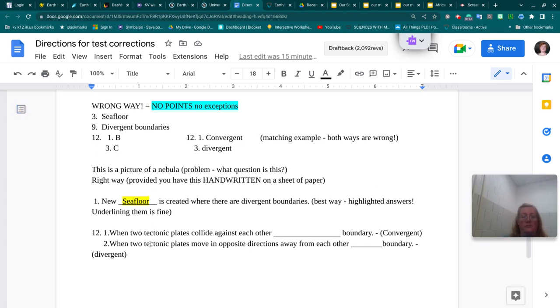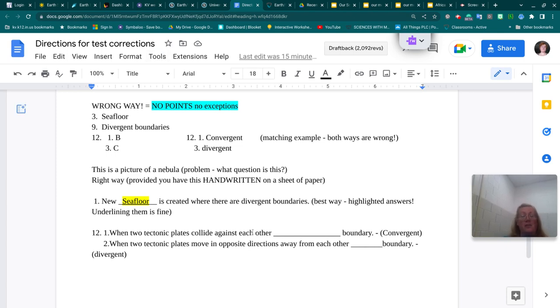So here's what it should have looked like. The new seafloor is created where there's divergent boundaries. When two tectonic plates collide against each other, it is a convergent boundary. When two tectonic plates move in opposite directions, it is a divergent boundary. So that is what it should have looked like, the same ones that are up here.